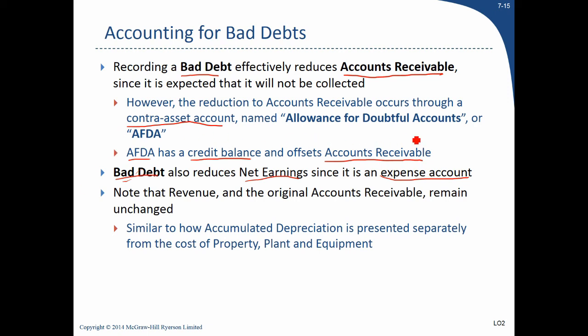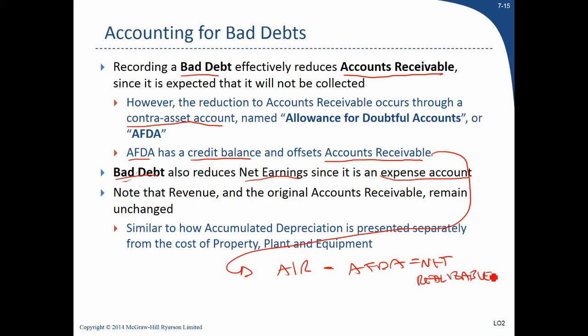Now, if we take accounts receivable and we subtract AFDA, that is called net realizable value, or NRV. So if AR is stated on a net realizable value basis, you know it's stated net of the AFDA.